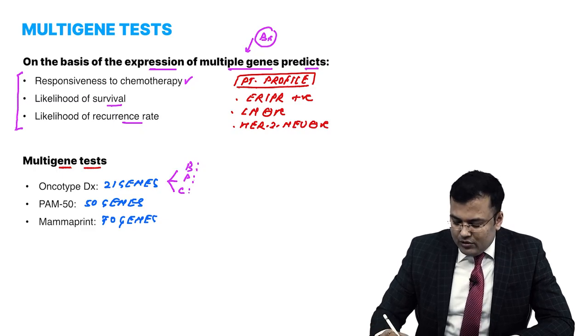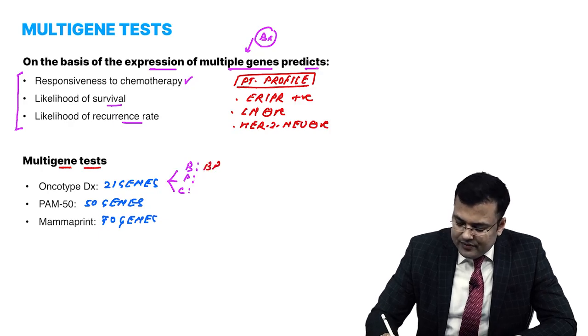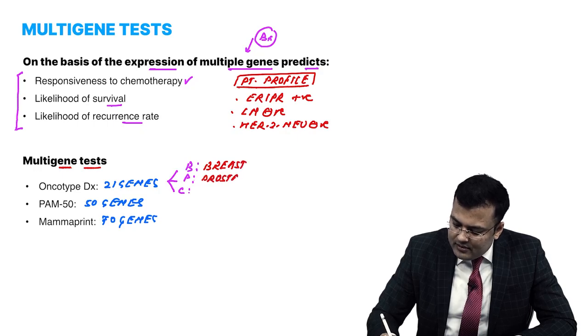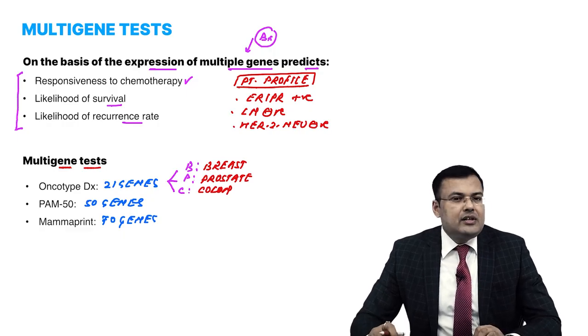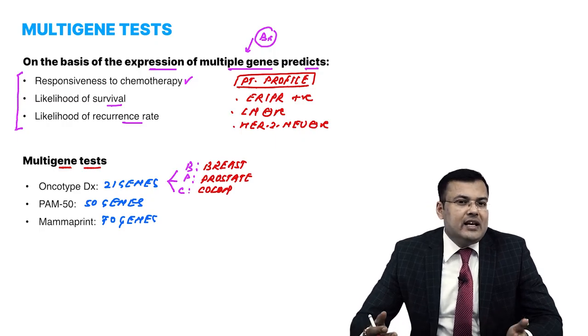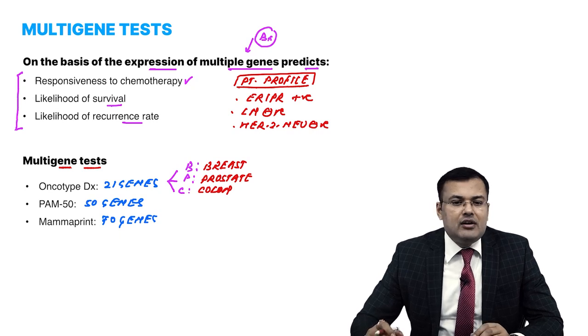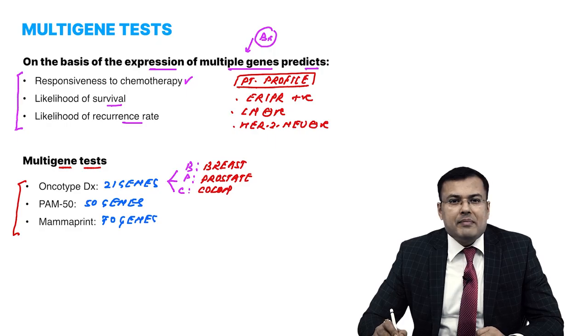Clear? So how to remember? Oncotype DX is going to assess 21 genes and it is used for BPC: B is breast, P means prostate, and C means colon. So it is breast, prostate, and colon. Clear? In these patients, we have to assess the responsiveness to chemotherapy. Patient profile: ER/PR positive, lymph node negative, HER2 neu negative. So this is a multi-gene test; see the number of genes: Oncotype DX 21, PAM50 50, MammaPrint 70.